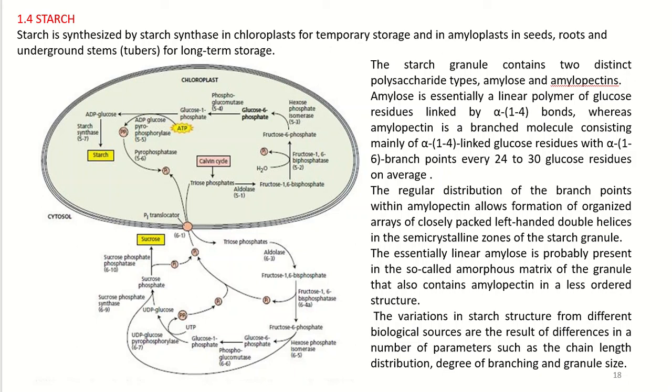Today we will start with the starch. Starch, as you know, is made up of what? Two distinct polysaccharides are found. One is amylose, another is amylopectin. So starch is synthesized by an enzyme called starch synthase in the chloroplast.